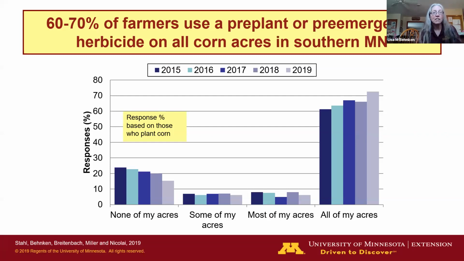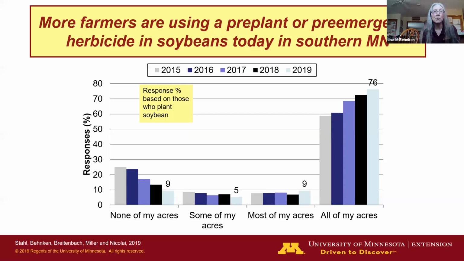And what we've noticed in the past 5 years, if not longer, is a big increase. 60 to 70% of the farmers in southern Minnesota are using a pre-plant or pre-emergence herbicide program on all of their corn acres already. And if you look at the other two columns, some of my acres, most of my acres, we're in that 90% range where folks see that advantage of using that pre-emergence program.